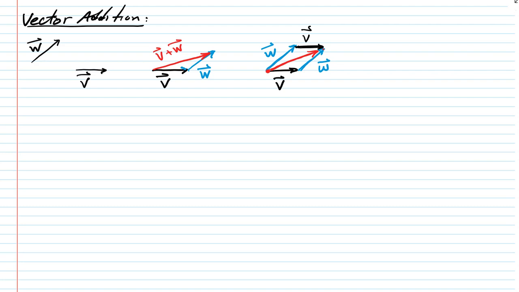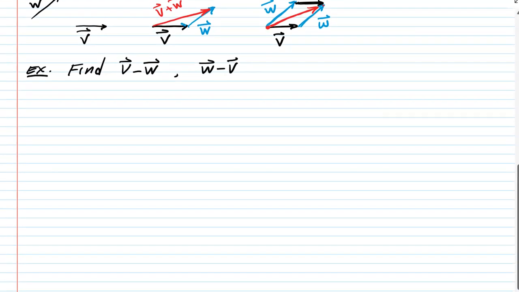Okay, so that's how we add vectors geometrically, that is. A lot of times we do this algebraically without even drawing the vectors. So let's take a look at an example here. Suppose I want to find two vectors. One is the difference v minus w, and another separately w minus v. Okay, and what do v and w look like? Well, suppose that this is vector W, and this one is vector V.